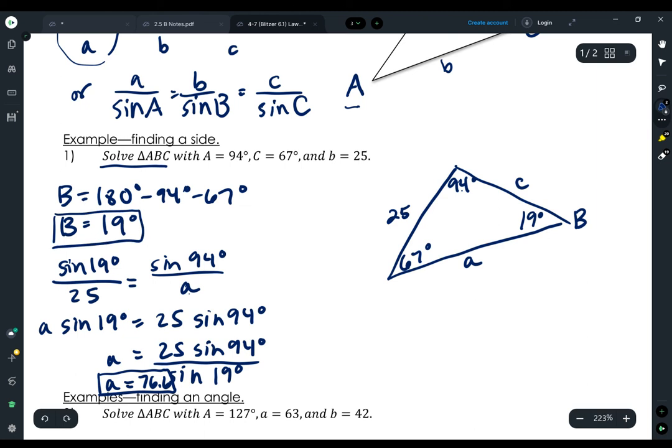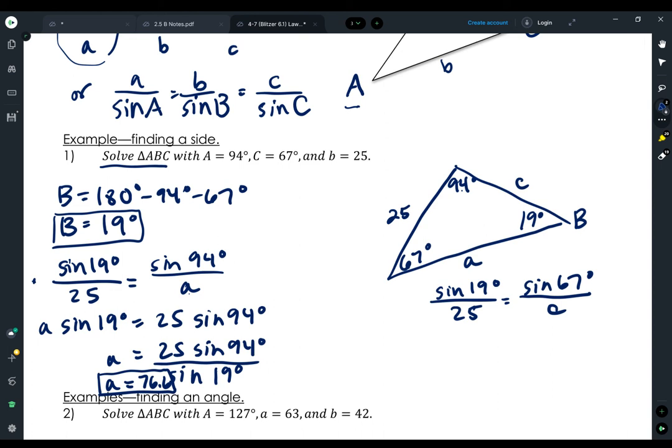I still need side C though, right? Usually they're going to give us 3 things, so we're going to have to find 3 more things. To find side C, I'm going to start the same way I did over here. So sine 19 degrees over 25 equals sine 67 over C. And then I've just got to go through and do that algebra again.